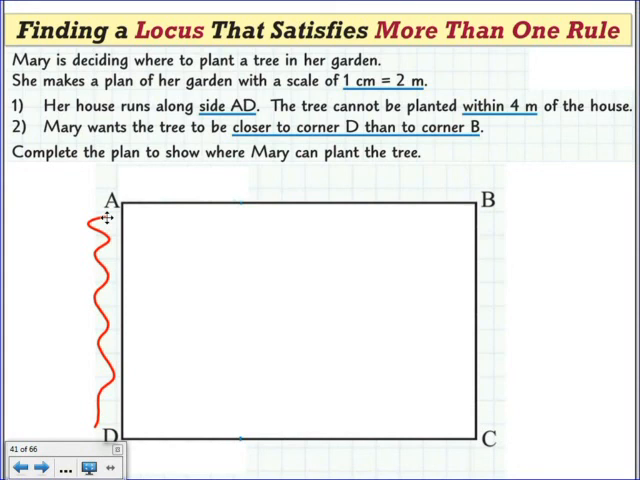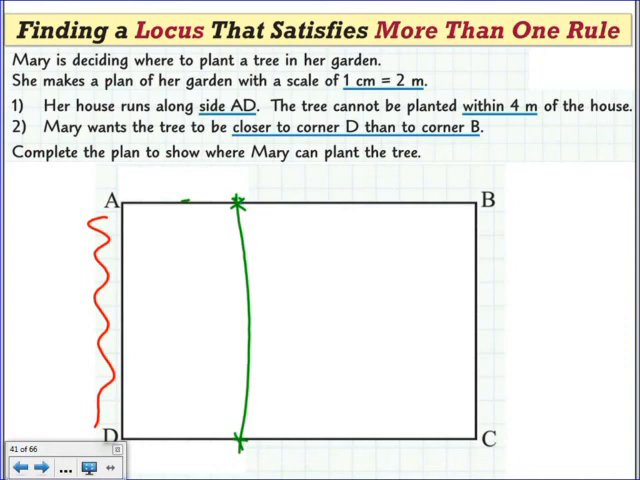So I'm going to measure 2 centimetres away from the house and put a mark there and there, and I'm going to draw a line because anything to the left of that line is going to be within 4 metres of my house. So my tree can't go in that area. Does that make sense? Yeah? She doesn't want the tree to be within 4 metres of the house. So to make sure we don't plant that tree within 4 metres, we draw that line there, which is at the boundary of 4 metres. Can you see that?